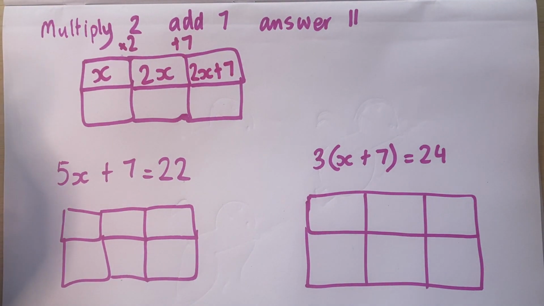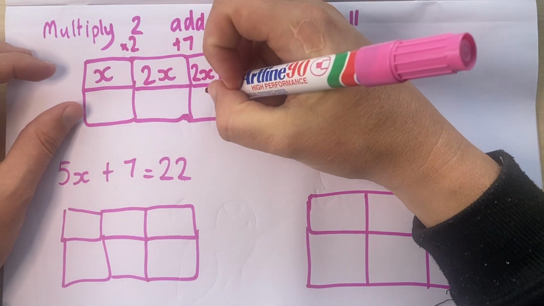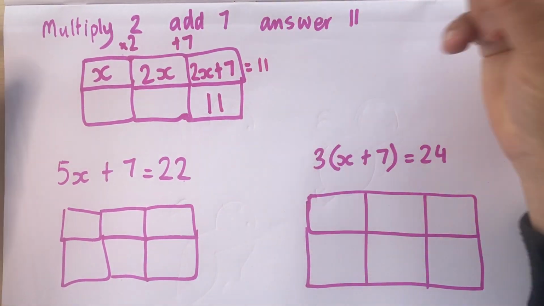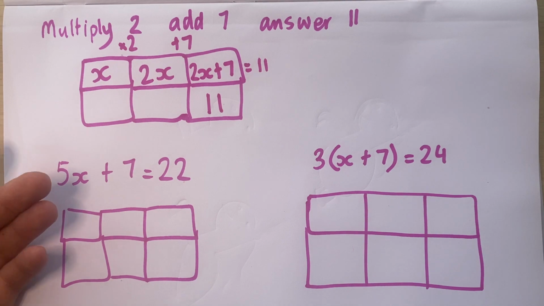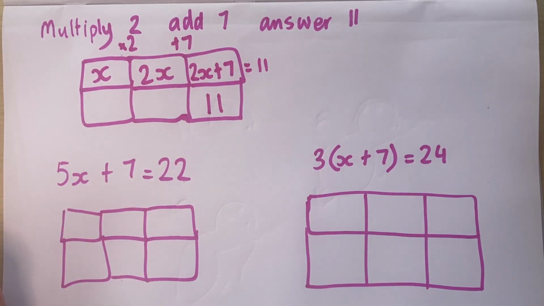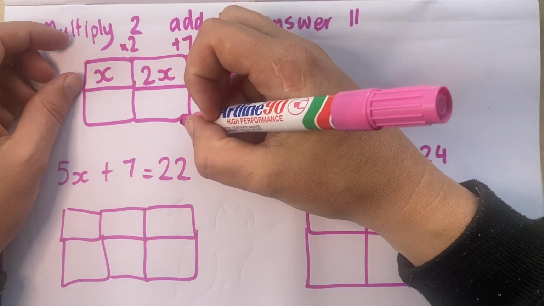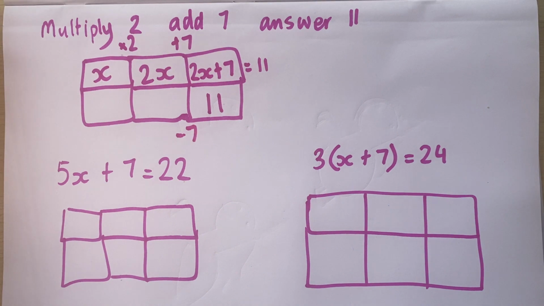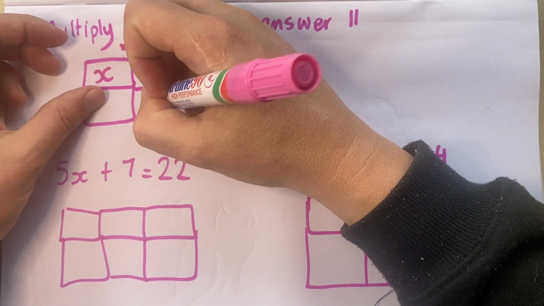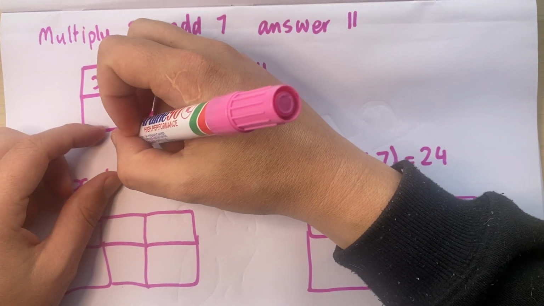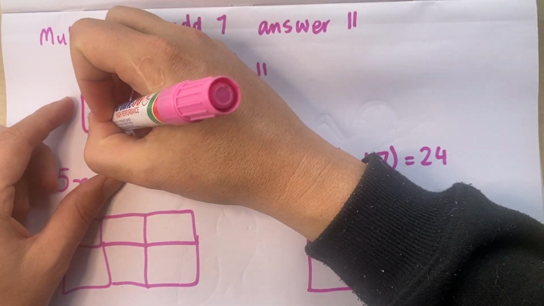Now, the answer is 11, and we put the answer down below, because normally we would write equals 11, wouldn't we? But for our flowchart, we're going to put that below because now we're going to work backwards and figure out what the x is. So if I'm adding 7 here, I'm taking away 7 there, which will give me 4. And if I'm multiplying by 2, down here I'm dividing by 2, which would give me 2.